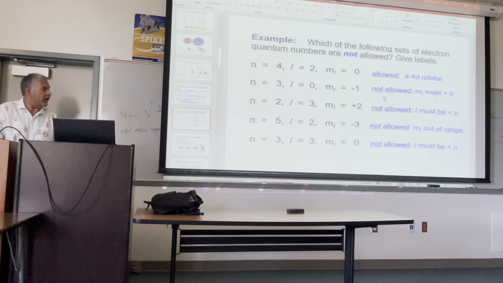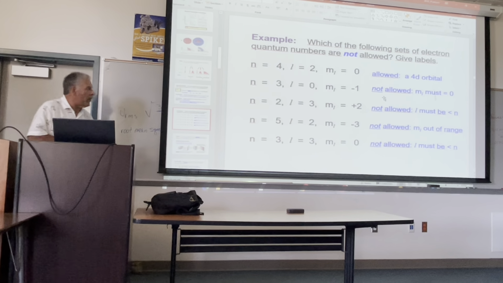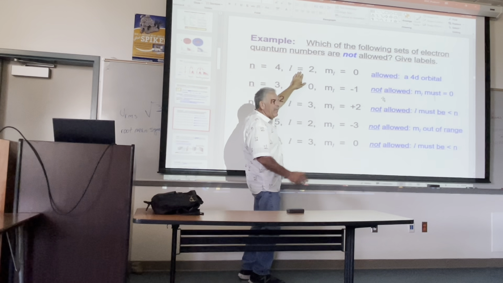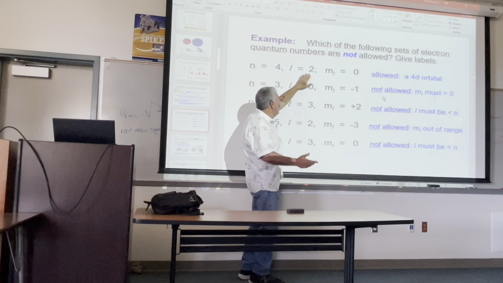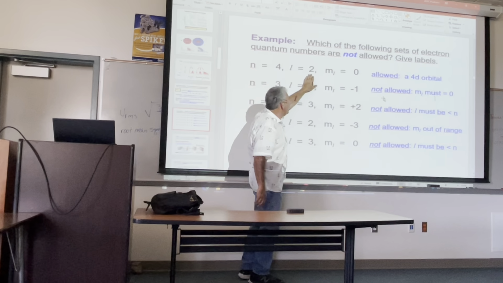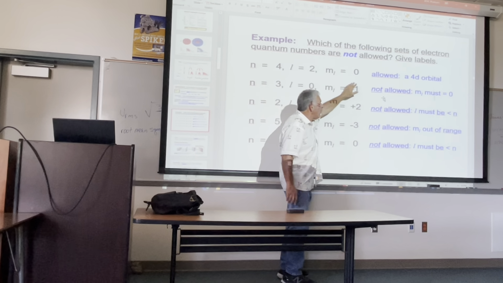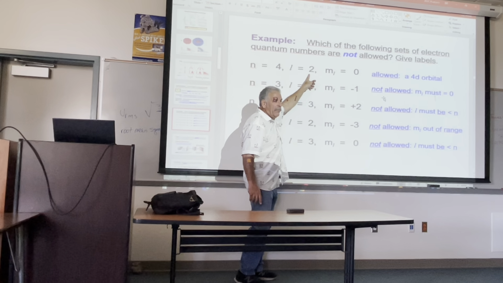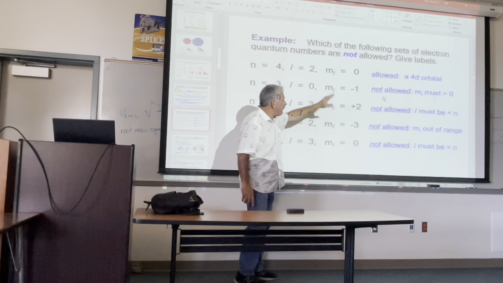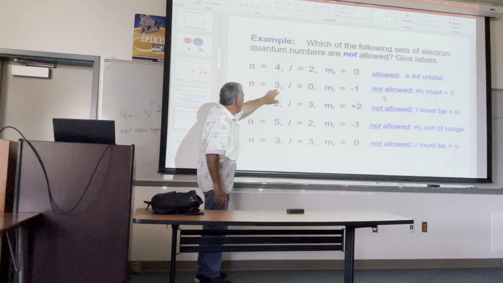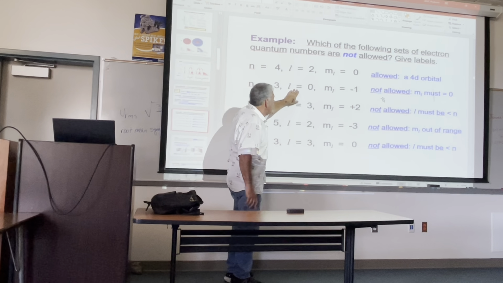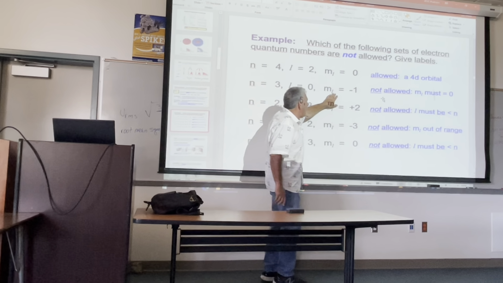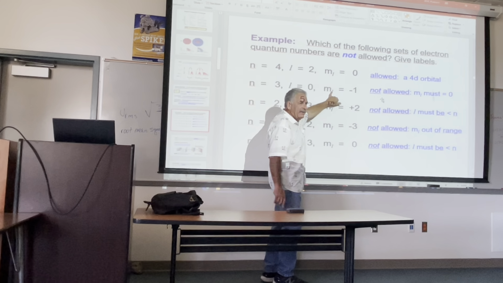So we did this before, but all we have to do is decide which is allowed and which isn't. Well, if you have N equals 4, L can be anything up to N minus 1. So 2 is definitely up to N minus 1, so that's good. And then M sub L is 0. Yeah, because M sub L can range from 2 to minus 2, so that works. Then N equals 3, L equals 0. Well, that seems good. Oh, but a sphere can't be oriented at the minus 1 position.